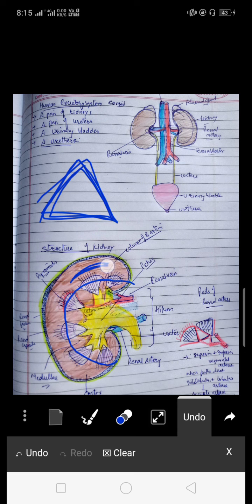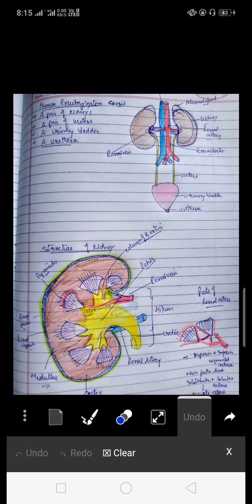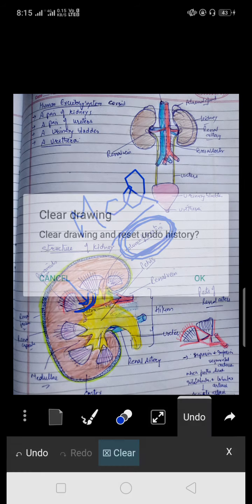This is the base of the pyramid and this is the tip, which we call the renal papilla. The bases of the pyramids lie toward the cortex and the papillae, the tips of the pyramids, lie toward the pelvis. In between the pyramids, where the cortex extends, are the renal columns through which blood vessels pass. We also call these spaces the columns of Bertini, which can be asked in your NEET.